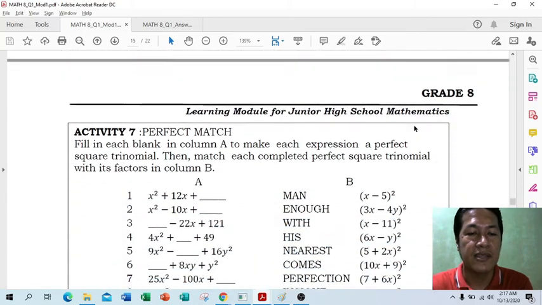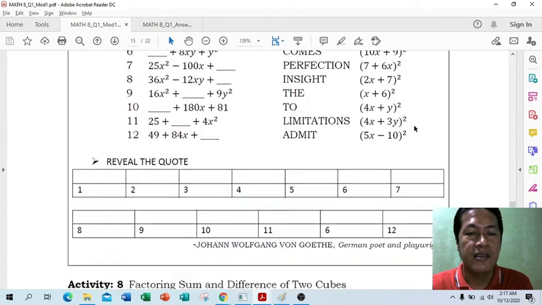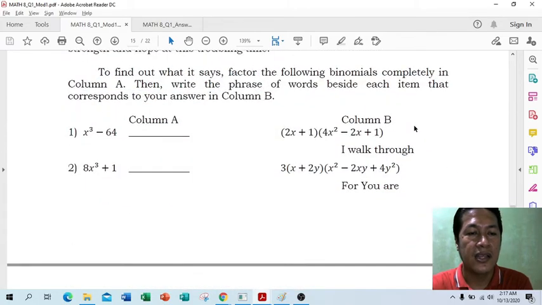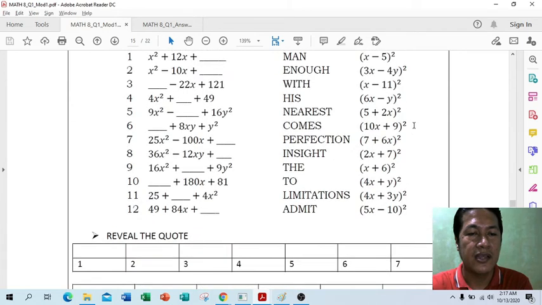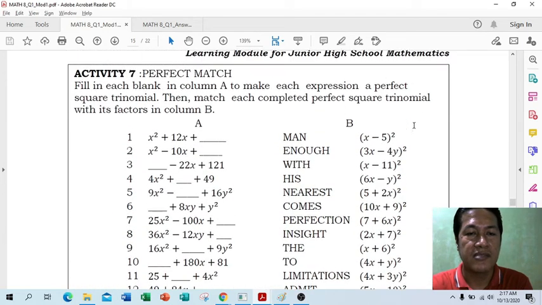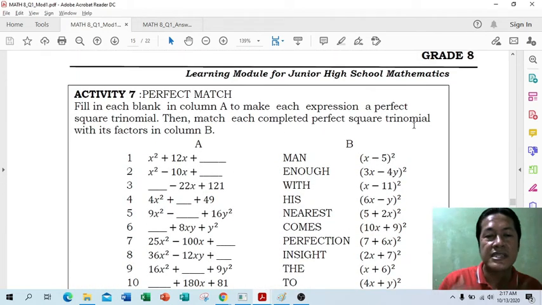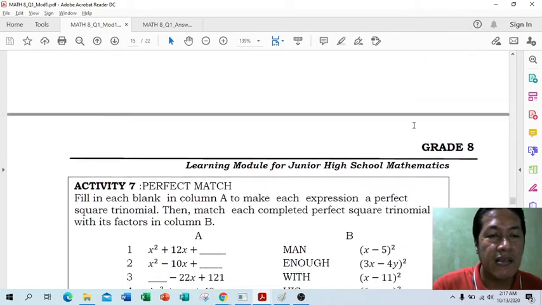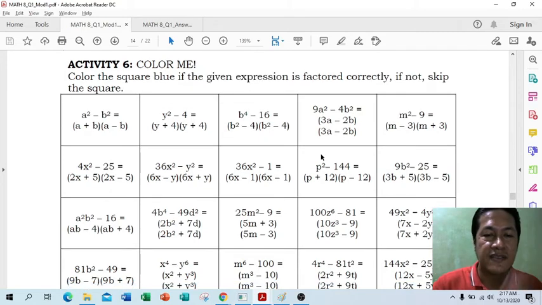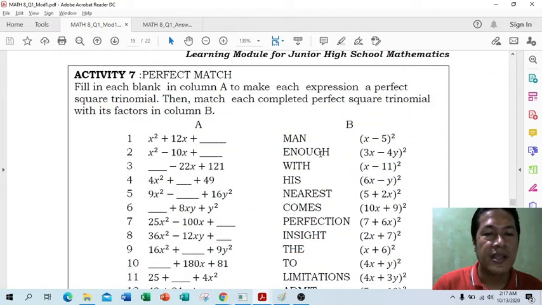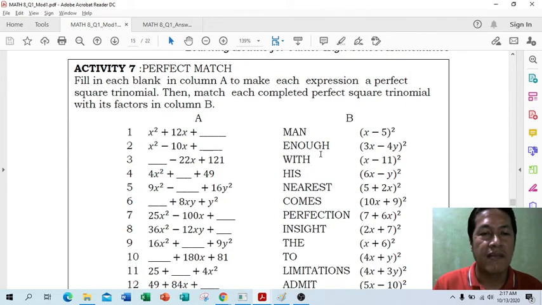1 whole. Activity 7. Match. Perfect match. Ayaw lang ng kuhan ng 6. Skip na ng number 6. Okay, skip lang. Activity 7. Perfect match. Okay. 1 whole. Perfect match. Sample. May sample na.